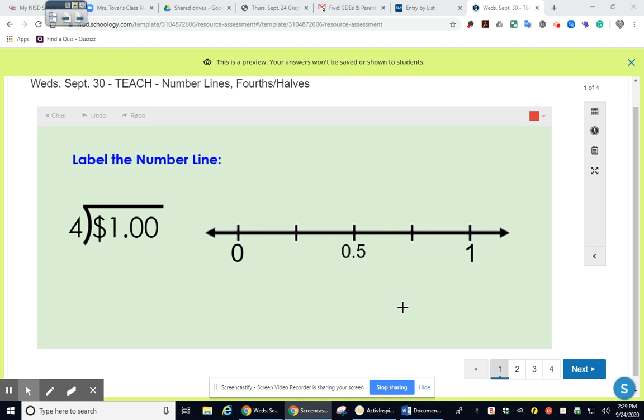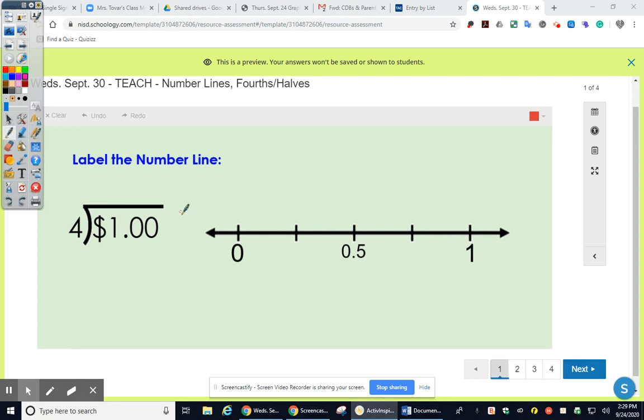All right, so today we're going to be using a number line to find fourths and halves. Okay, so we can think of this as money. Remember, we can have $0 and we can have $1. And this middle here could be like 50 cents, or we could even say it's half of $1, right?